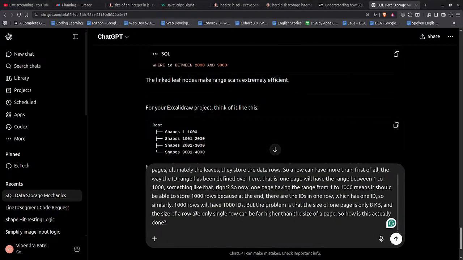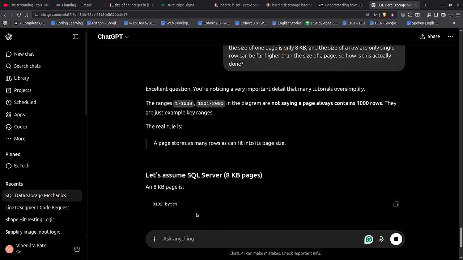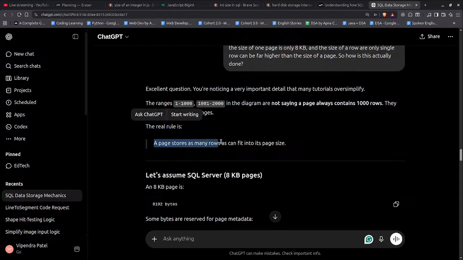Alright, it seems to be done. Let's just click enter and give it. Excellent question. You are noticing a very important detail that many tutorials oversimplify. The ranges 1 to 1000 and 1001 to 2000 in the diagram are not saying a page always contains 1000 rows. They are just example key ranges. The real rule is a page stores as many rows as can fit into its size.